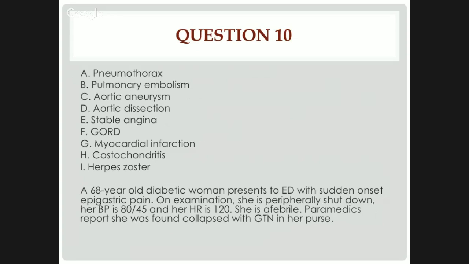A 68-year-old diabetic woman presents to ED with sudden onset epigastric pain. She is peripherally shut down. She is hypotensive and her heart rate is 120. She is afebrile. Paramedics report she was found collapsed with GTN in her purse. Next person along in the blue shirt.